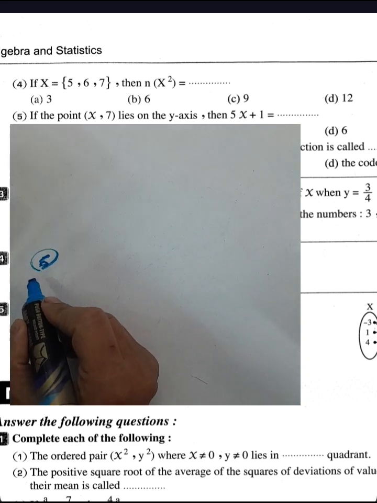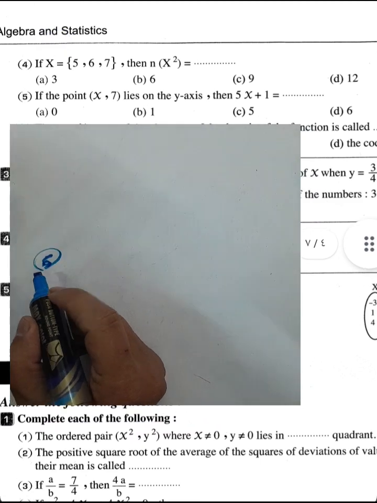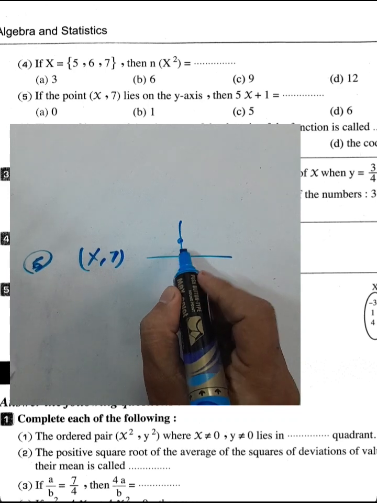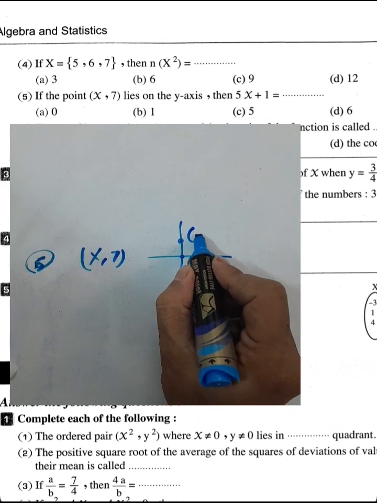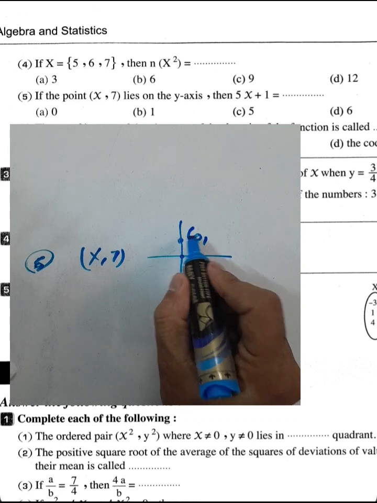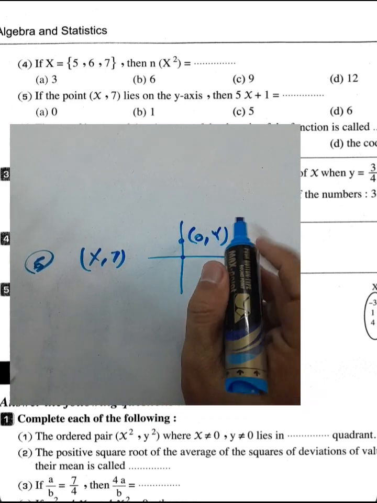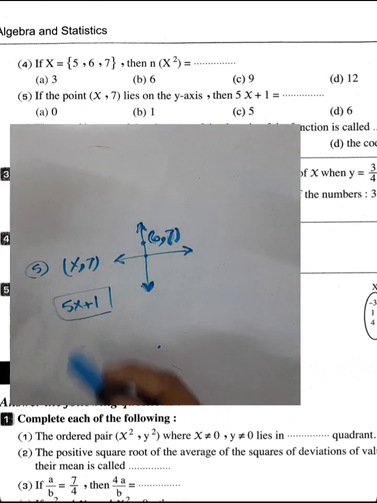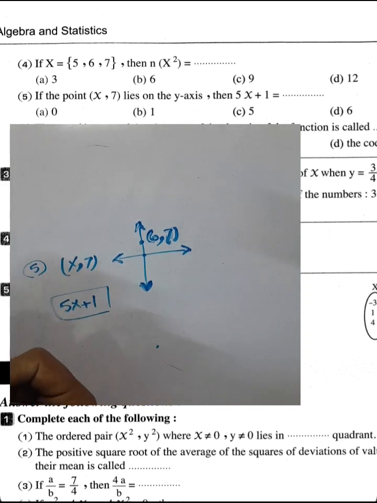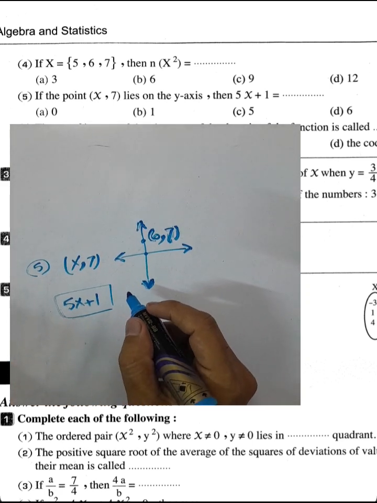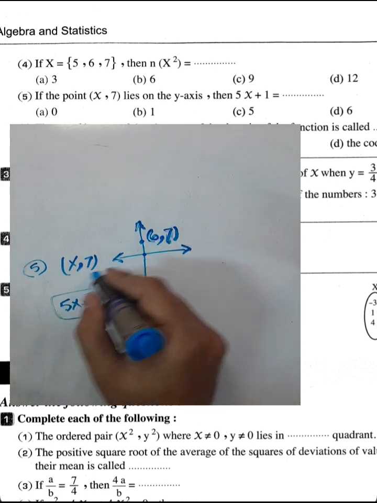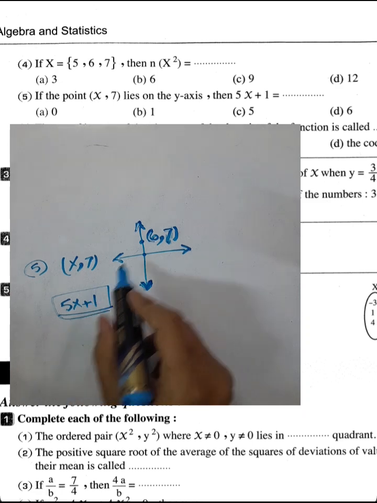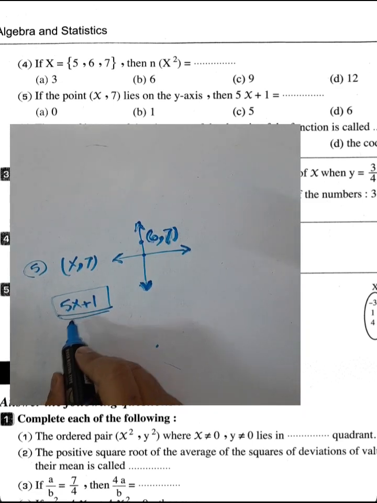Question 5. The point (x, 7) lies on the y-axis. In the first coordinate, the first projection here will be 0, so the point is (0, y), and y here was 7. The point (x, 7) lies on the y-axis, then the value of x will be 0. We can find the value of the expression 5x plus 1, but x equals 0 here.